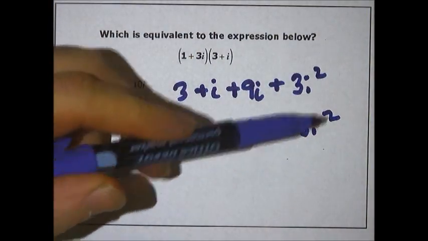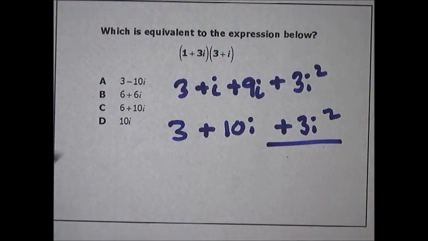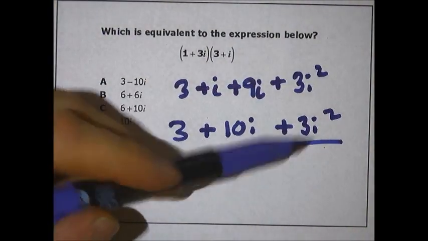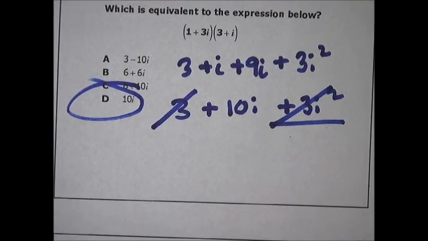We know that i squared is equal to negative 1. So this entire back term is really a negative 3. We have a positive 3 and a negative 3. So these cancel. Final answer, 10i.